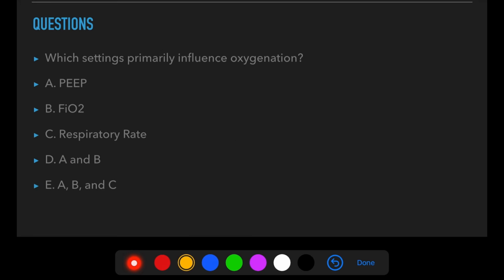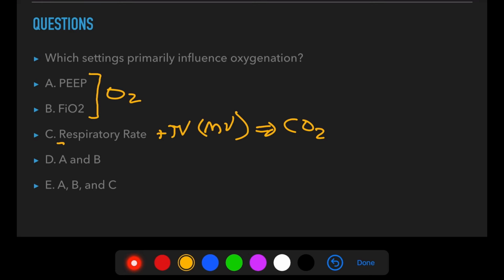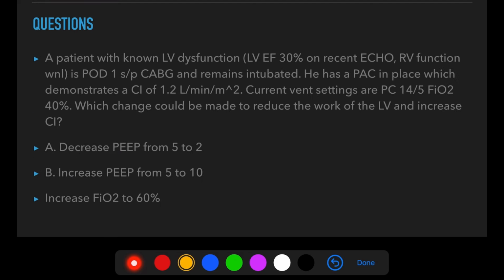All right. Which settings primarily influence oxygenation? PEEP, FiO2, or respiratory rate, or some combination of those? The answer here is PEEP and FiO2. These control your oxygenation. Respiratory rate and tidal volume, which make up your minute ventilation, control CO2 elimination. So our answer here is D, A and B. And then one last question.